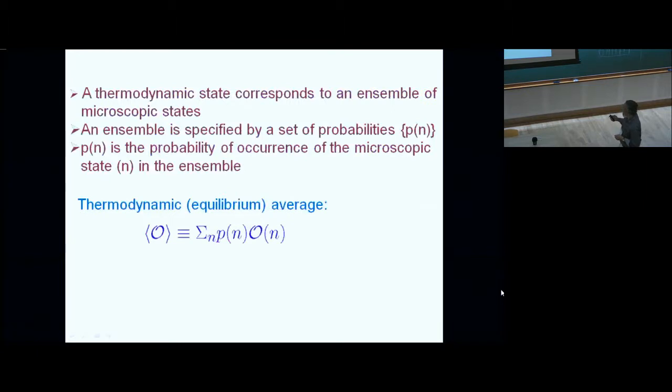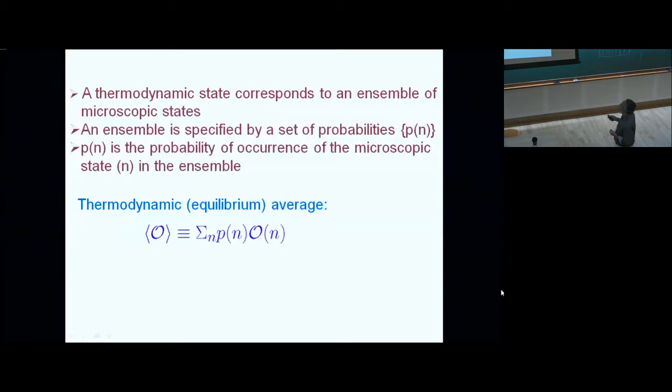And without going into too many details, I'll just give you the operational way in which statistical mechanics is used. As I said, when the system is in a thermodynamic state, microscopically it is not in one microscopic configuration of the variables. It is going through a very huge number of different microscopic configurations. And this set of microscopic configurations is represented by what is known as an ensemble.